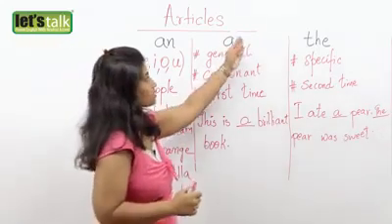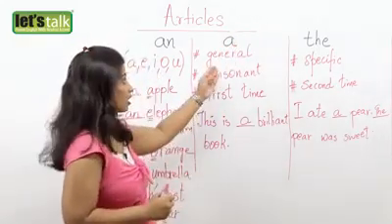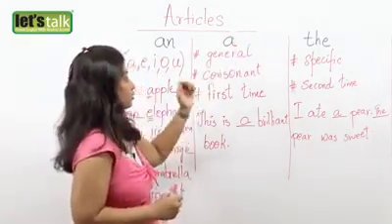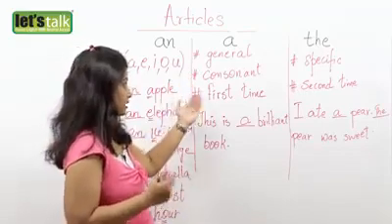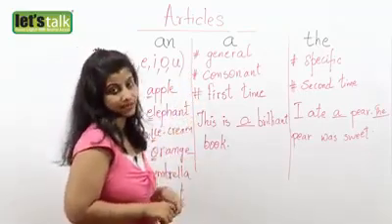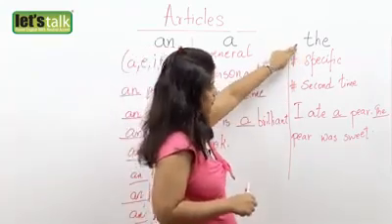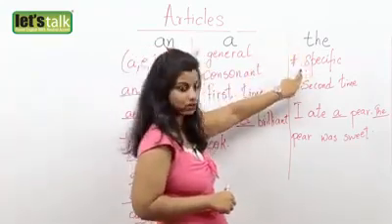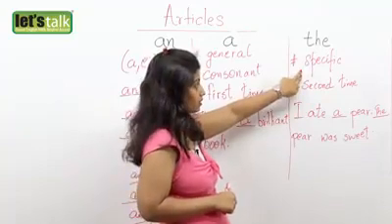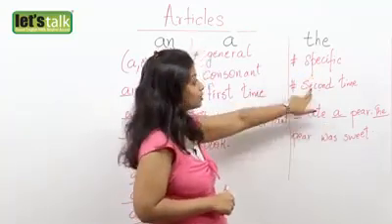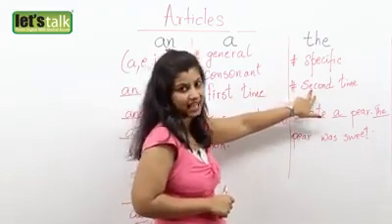Okay, we use the article a when we talk about something in general, when it is a consonant, and we talk about it for the first time. Okay, so this example. And the last one, that is the, you use the article the when you are talking about something in specific and when you are talking about something for the second time.